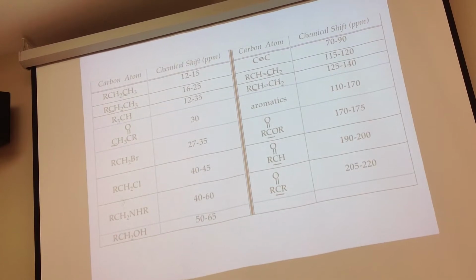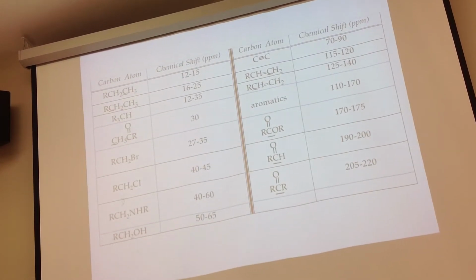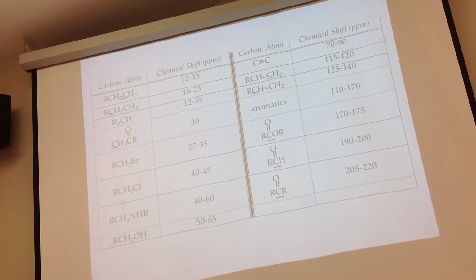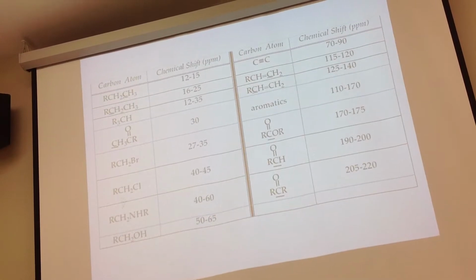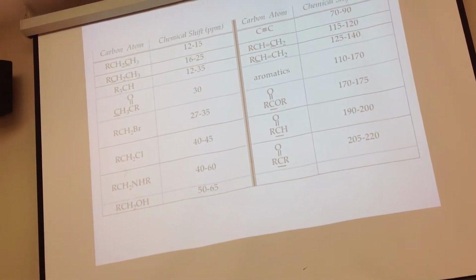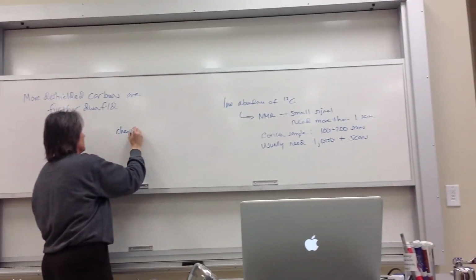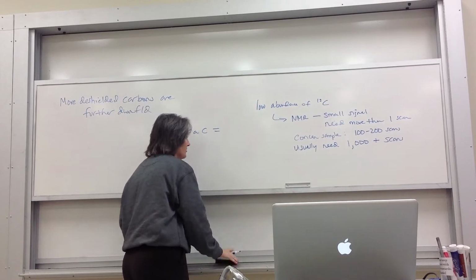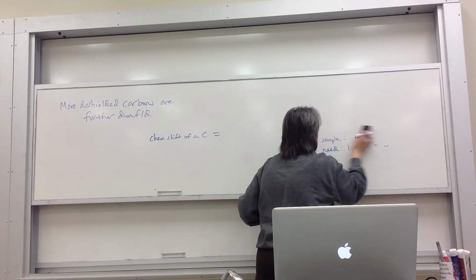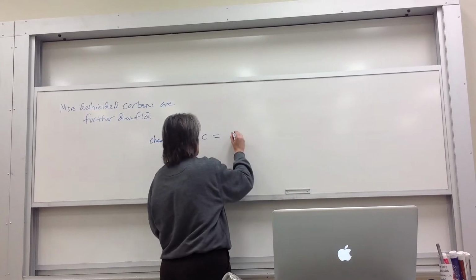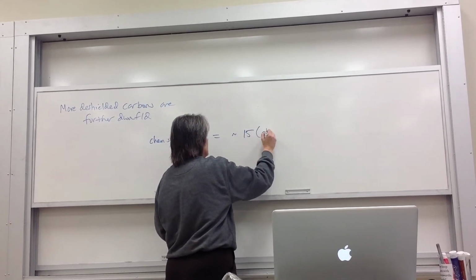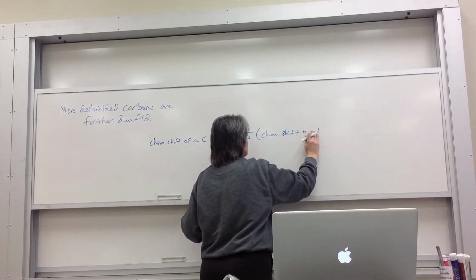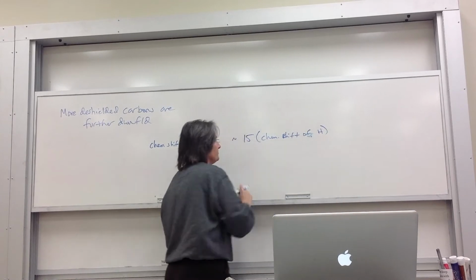There is a way that is kind of helpful to help you not have to memorize all these numbers. It works pretty well. It has some failings, but it works pretty well. And that is that the chemical shift of a carbon is equal to, roughly, this is approximately, 15 times the chemical shift of the hydrogen, of a very similar kind of hydrogen.